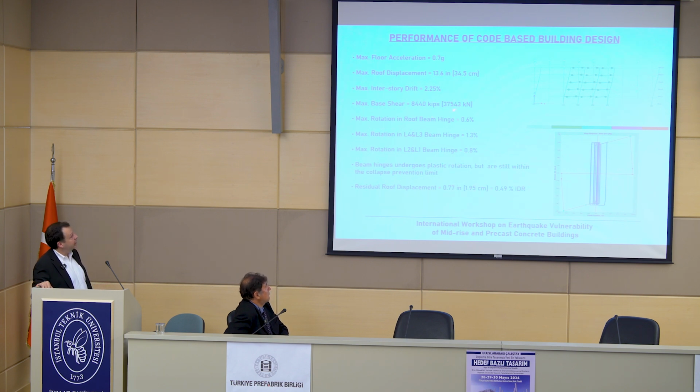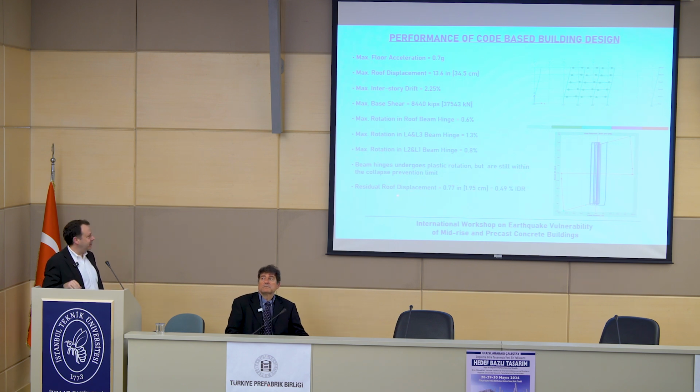The base shear, and this was the maximum rotation in the roof hinge, about 0.6%. Level 4 and level 3, 1.3%, and 0.8% at level 1 and level 2. The beam hinges underwent plastic rotations, but they were well within the collapse limits there. And the residual drift for the code-based design was 0.5% interstory drift ratio. These numbers, like any other numbers, are based on this model. And I don't know how much you trust roof residual displacement predictions, but it's the prediction from this model that we have here.